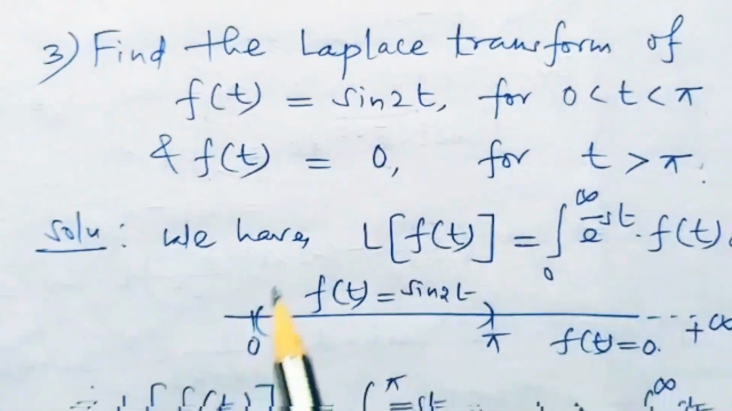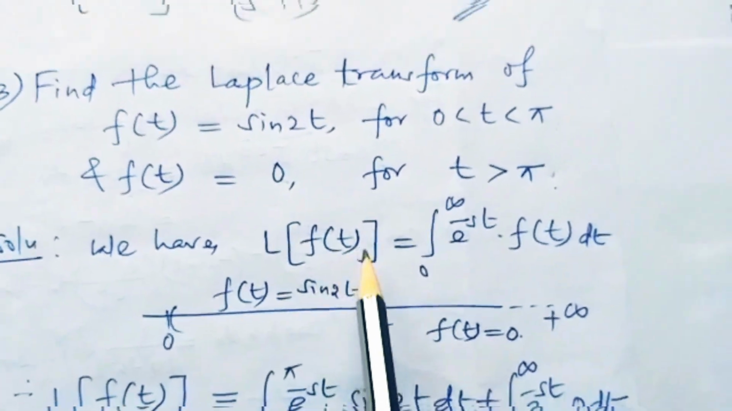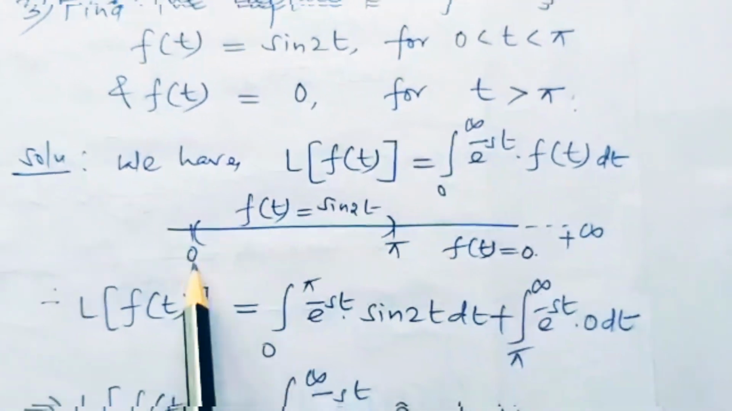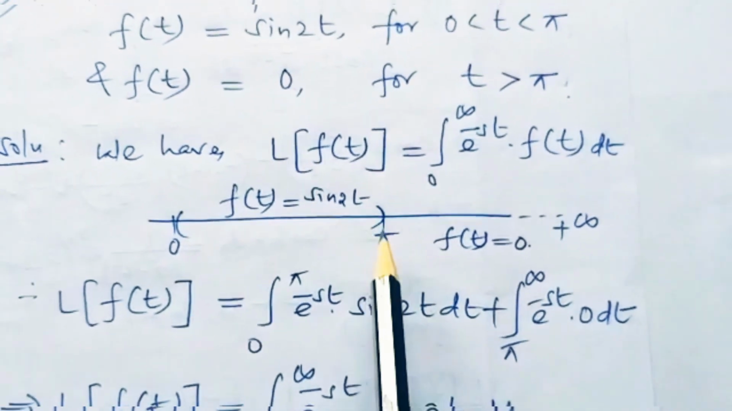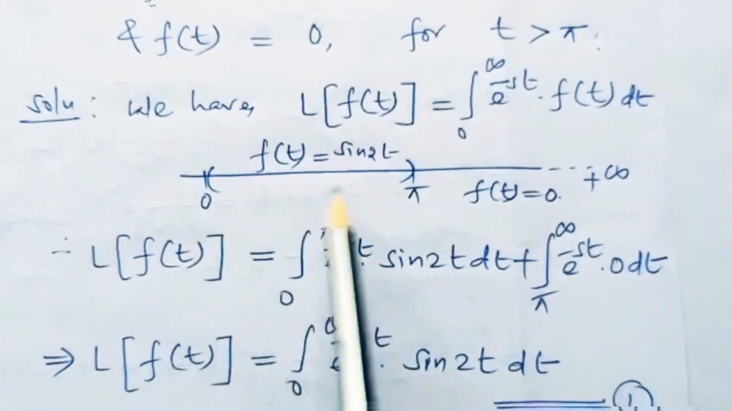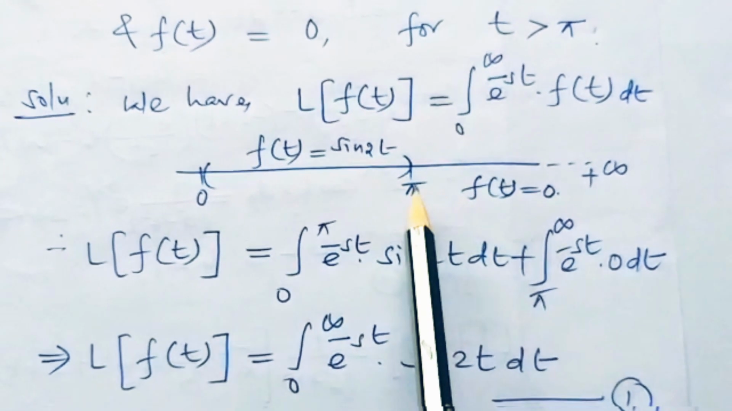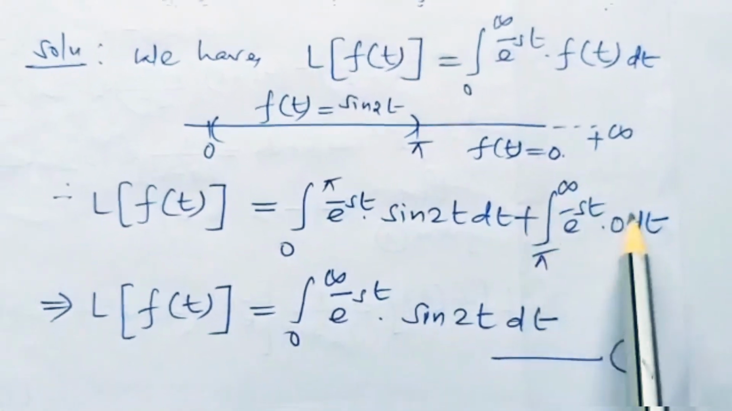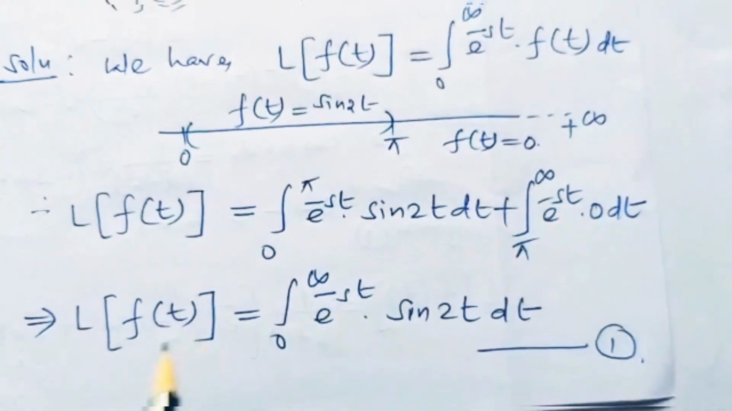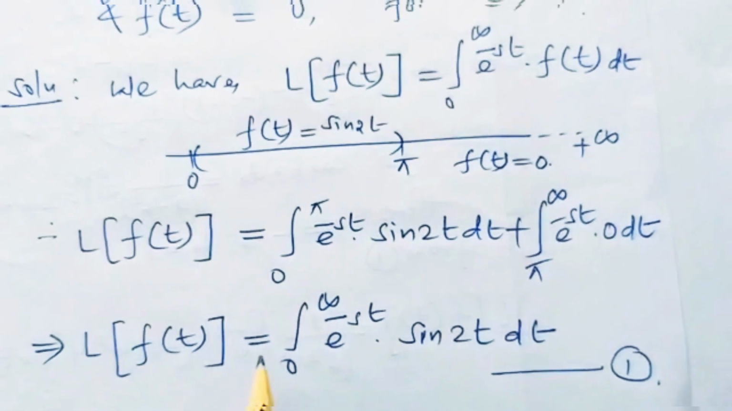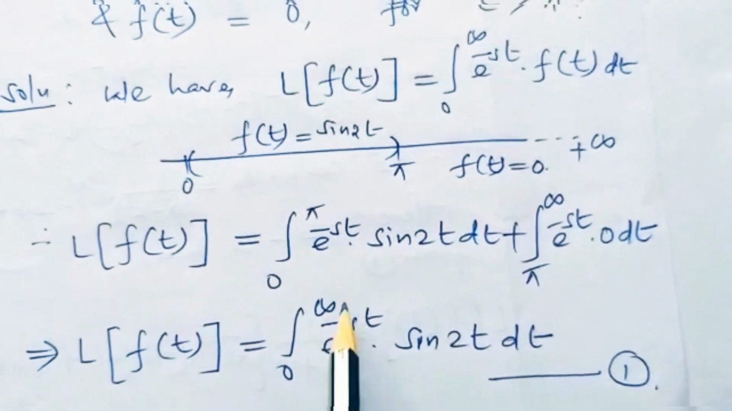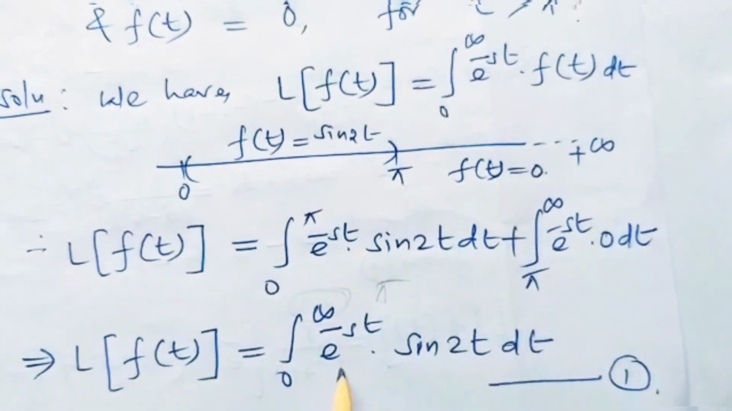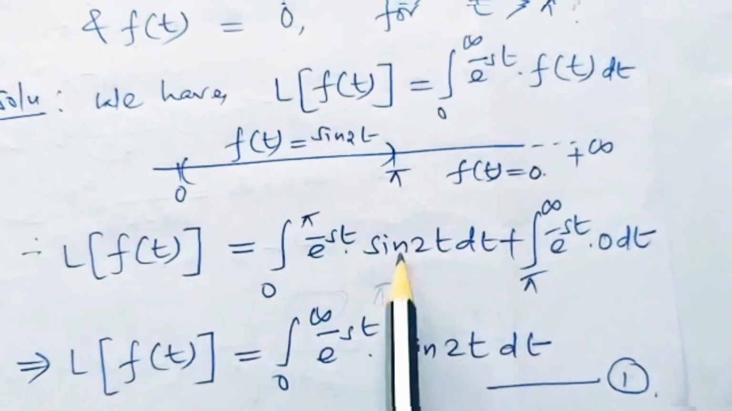As usual, we can observe here L of f of t is the integral of e to the power of minus st f of t dt. We can have a real line 0, pi, because the change happens only at pi. Between 0 to pi, it is sine 2t, beyond pi till infinity, it is 0. So the second integral goes to 0. So we are left with only the first integral. I'm sorry, it is not infinity over here. It is 0 to pi, the integral from 0 to pi of e to the power of minus st sine 2t dt.